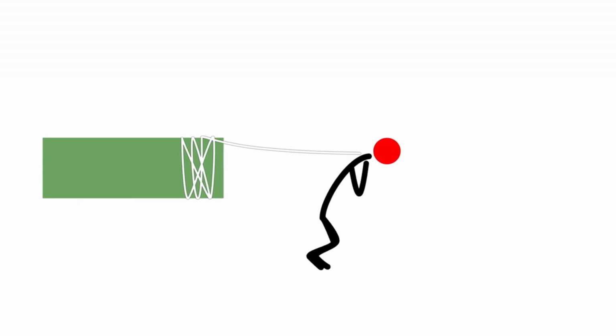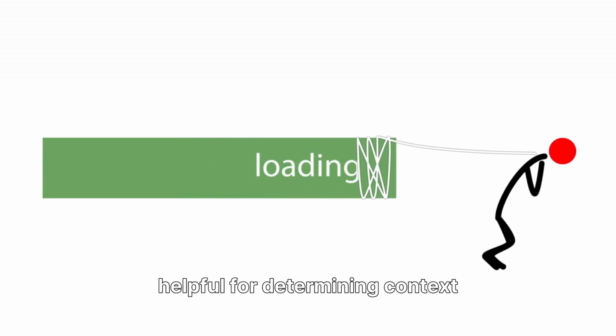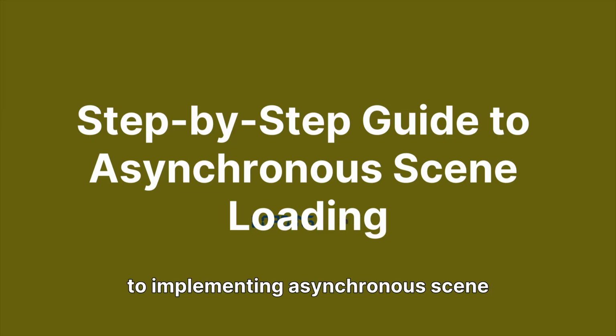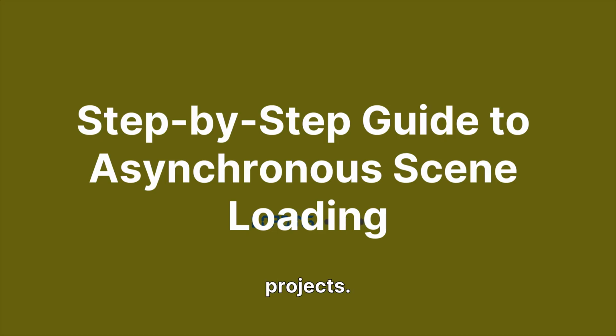SceneManager.GetActiveScene is another useful method. It returns the currently active scene, which is helpful for determining context or applying logic specific to the current scene. Now, let's dive into a detailed, step-by-step guide to implementing asynchronous scene loading in your Unity projects.